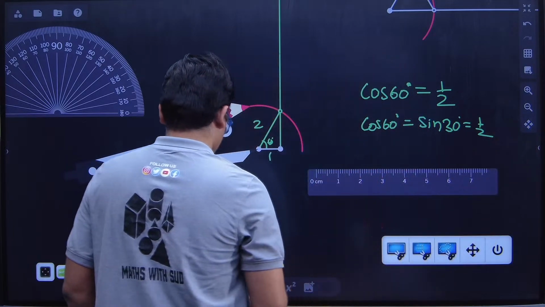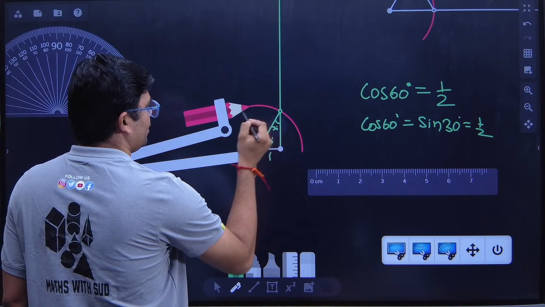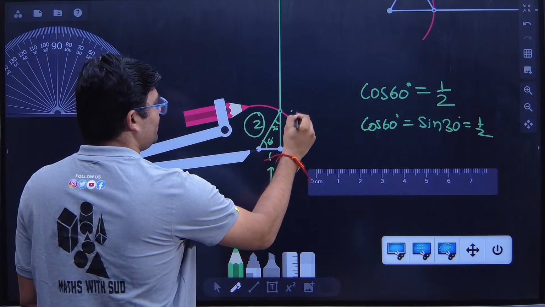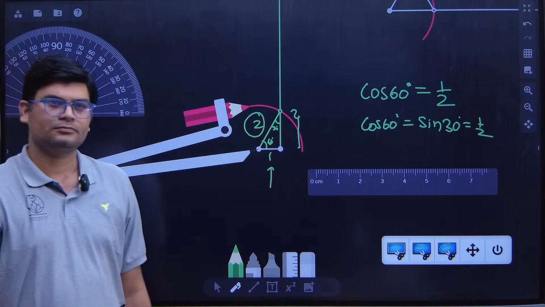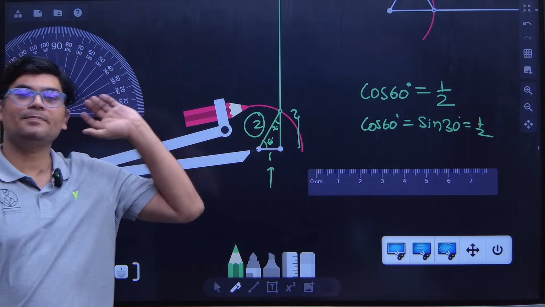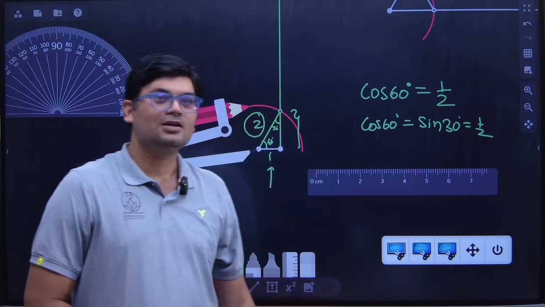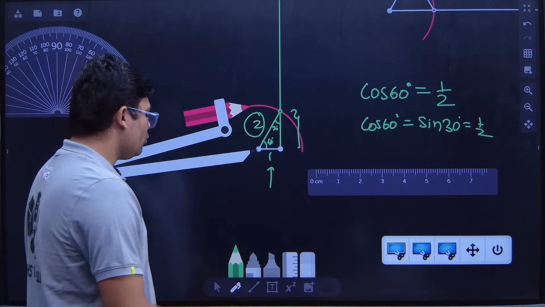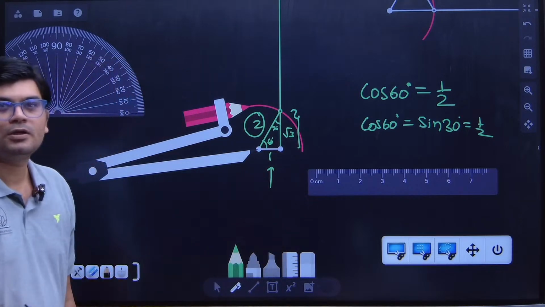Now tell me, in a Pythagoras triplet, if hypotenuse is 2 and base is 1, what will be the perpendicular? Sir, 2 square plus 1 square. No, it will be subtraction, my dear. Sorry, 2 square minus 1 square. So under root of 2 square minus 1 square, which is square root of 3.